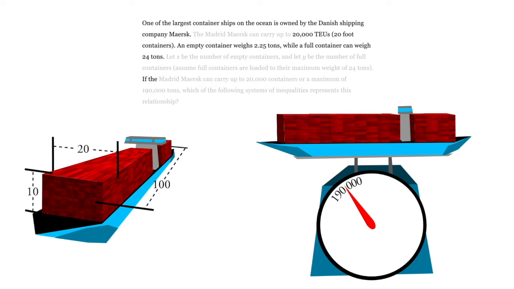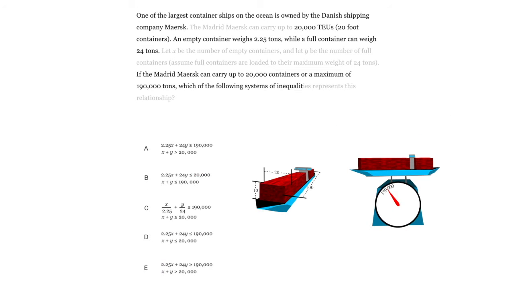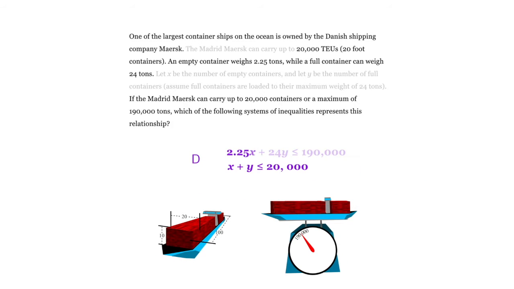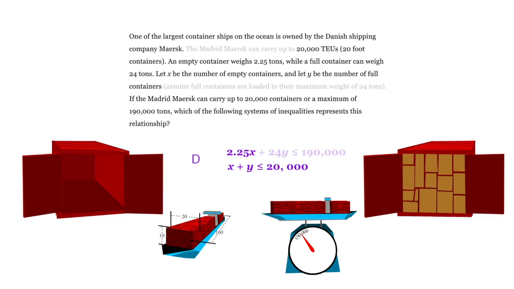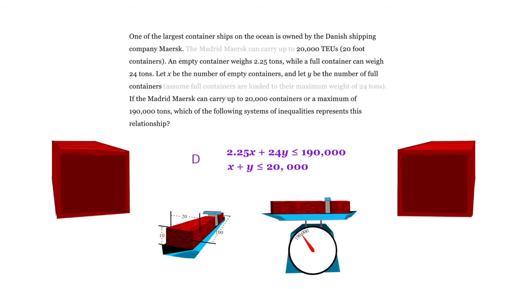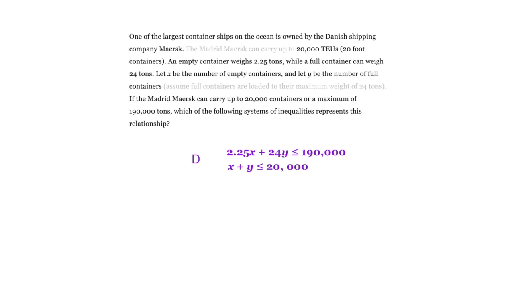So the question is, if it can carry up to 20,000 containers, or a maximum of 190,000 tons, which of the following systems of inequalities represents this relationship? And the correct answer is this one: 2.25x plus 24y. Now, x is the number of empty containers, y is the number of full ones. So 2.25x plus 24y is less than or equal to 190,000, and x plus y is less than or equal to 20,000. Let's go ahead and explore this a little more.